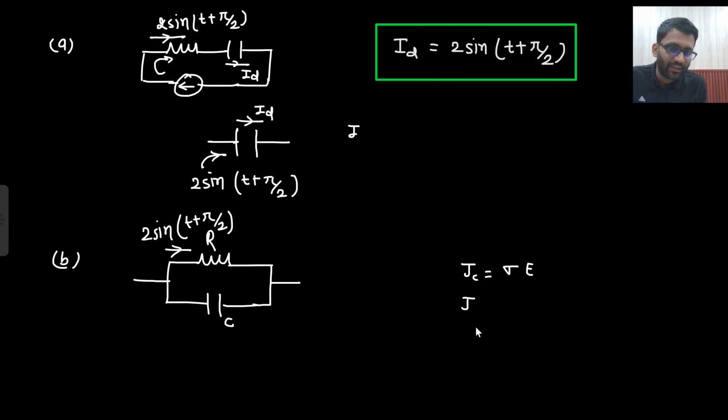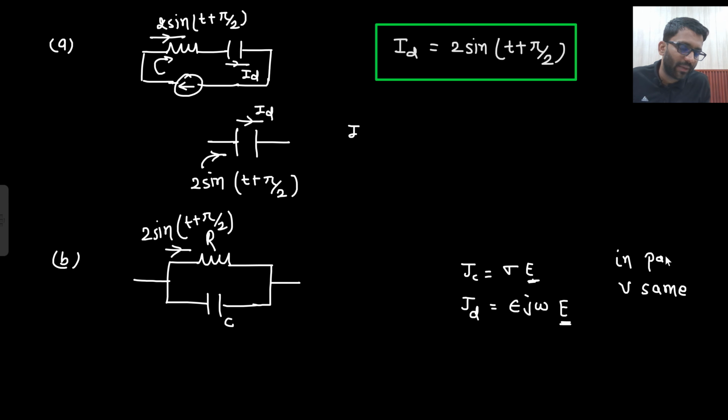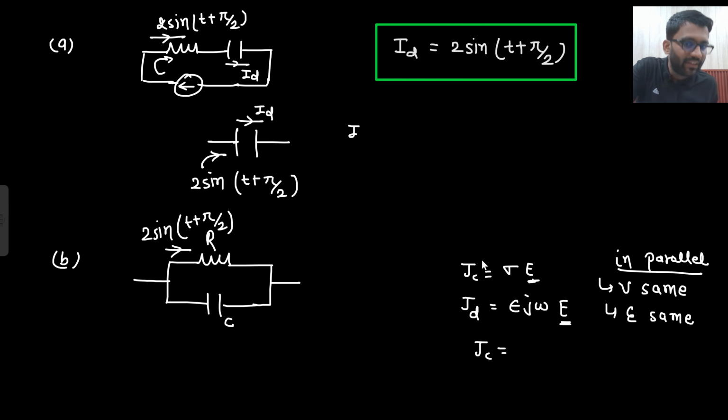Through the capacitor, which current will flow? Displacement current will flow. What is that? J_D equals epsilon j omega E. E is same. If V is same in parallel, both will have the same potential. If V is same, that means E is same. And if E is same, that means J_D will lead J_C by 90 degrees.